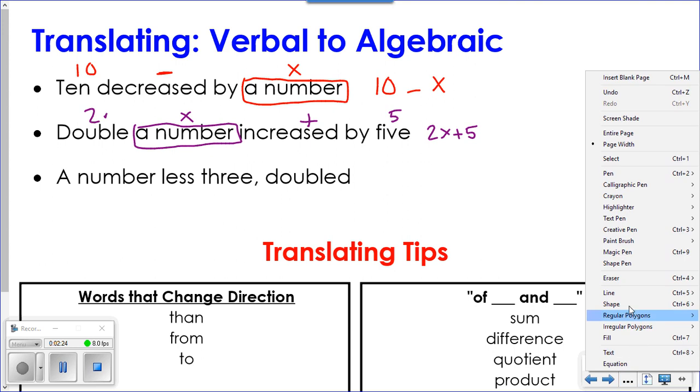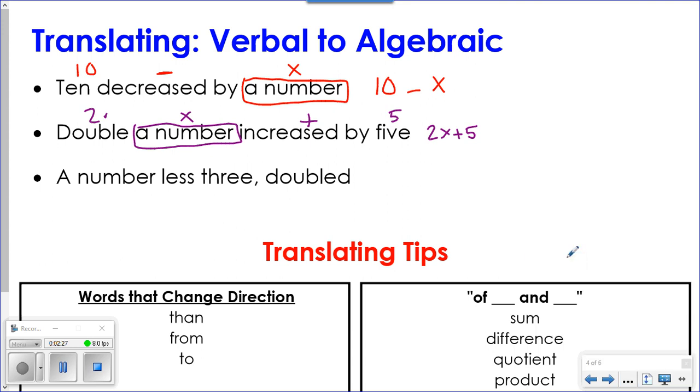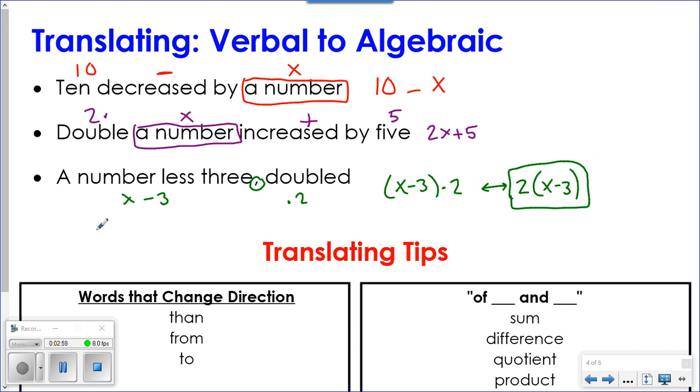Last, we have a number less 3 doubled, and we've got a comma in here. So this comma means that everything before the comma has to happen before I can do the doubling. So we have a number less 3, and we're going to double it. Now we want to make sure that that x minus 3 piece comes first. So in my final answer, I'm going to put parentheses around it, because if we think about the order of operations, that comes first. And we can put the 2 on this side, or we can also put the 2 out in front. And this is probably the more common version you'll see of this expression.